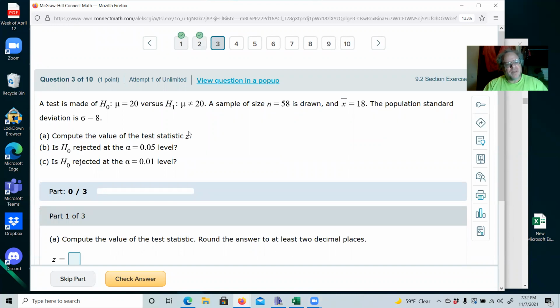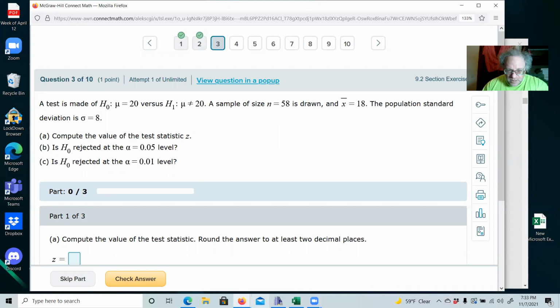Okay, there we go. In this case, sigma is known. We have H0: mu equals 20 versus H1: mu is not equal to 20. We have a sample size n of 58, and x bar is equal to 18. The population standard deviation is 8. We're going to compute the test statistic and then see what happens.